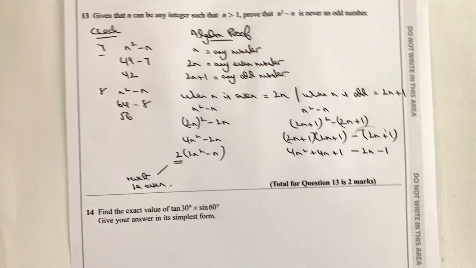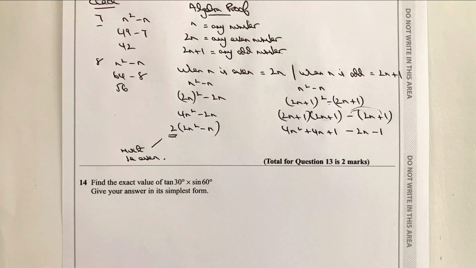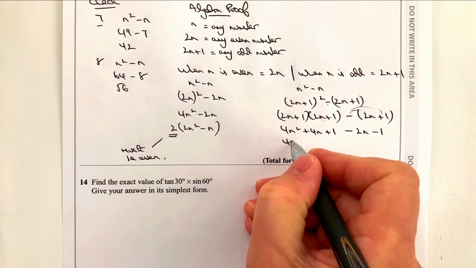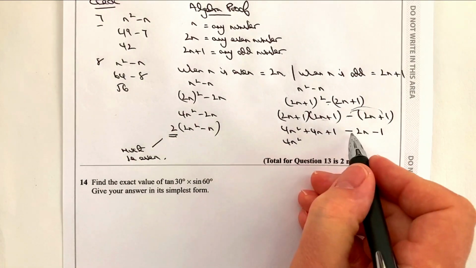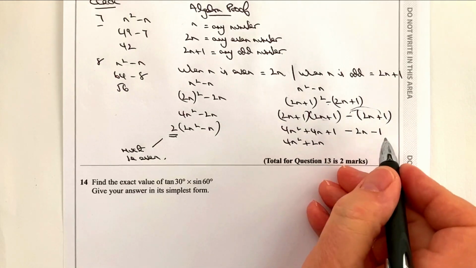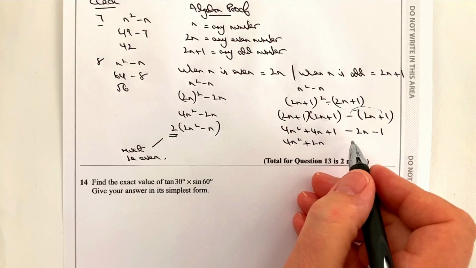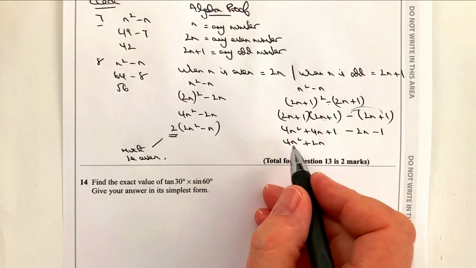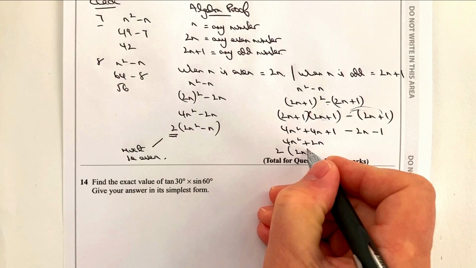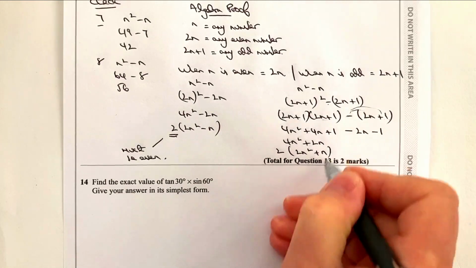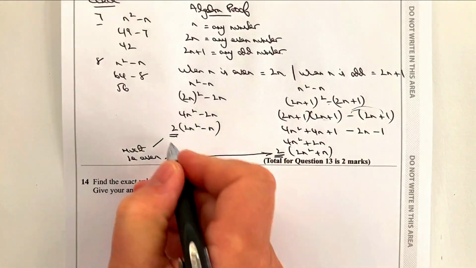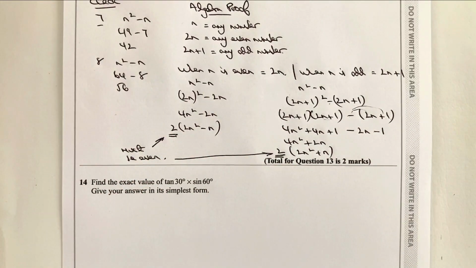Okay, now, if we tidy all of that up and gather the like terms together, what I end up with is 4n squared on its own, plus 4n minus 2n is going to be plus 2n, and plus 1 minus 1 is going to go. So I'm going to lose those. So again, I can factorize this for 2, and I get 2n squared plus n. Okay, and again, if 2 is a factor, it must be an even number.